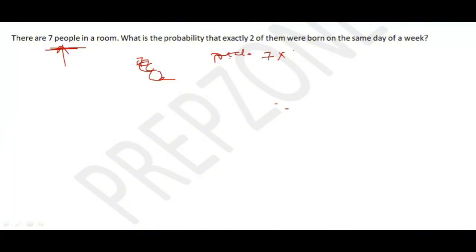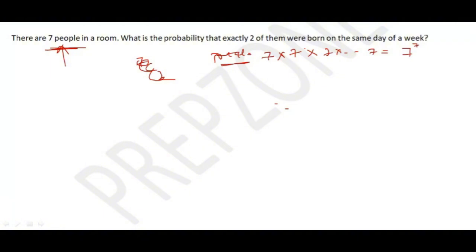No, I'm talking about the total number of cases here. Okay, 7 by 7, so 7 to the power 7. Can we take it to 7 power 7? Yes. I have 7 people, and each person can have 7 days: Monday, Tuesday, Wednesday, Thursday, Friday, Saturday, Sunday. So the total is 7 to the power 7.